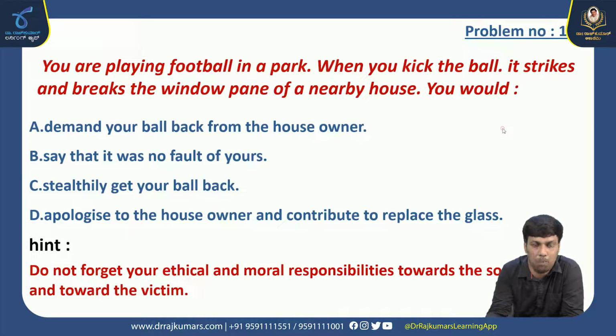Say that it was not your fault, but actually the glass is broken. In that situation you can't claim that it was not your fault. Third one, stealthily get your ball back. You should not use your muscle power to get the ball back in that kind of situation. Fourth one, apologize to the house owner and contribute to replace the glass. This is the feasible idea that we can follow in this kind of situation.